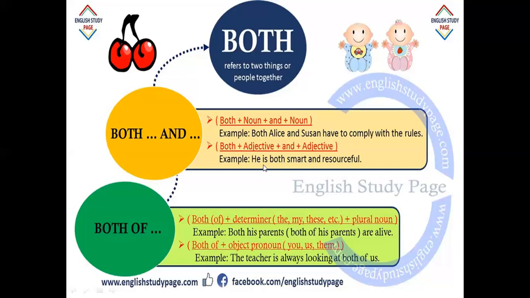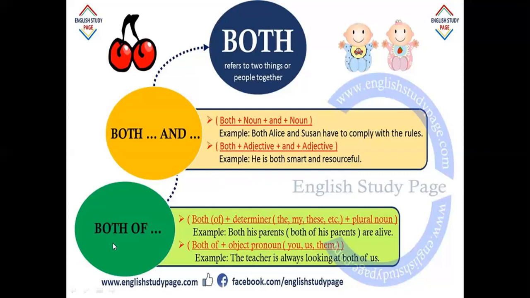At the same time, we can use it with adjectives. For example, he is both smart and resourceful. Another example can be, my friends are both serious and responsible. So in that case, we can use both when we are referring to two specific things or two specific people, right?